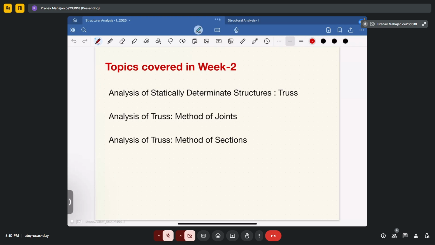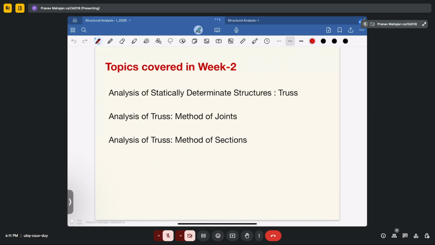Okay, so for the analysis of trusses, you have two methods. One is the method of joints, another is the method of sections. So how do you solve the problems related to the method of joints? You consider any joint and apply equilibrium equations. So what are the equilibrium equations? You have summation of forces in the horizontal direction equal to zero, and summation of forces in the vertical direction equal to zero. These are the equilibrium equations defined for trusses.